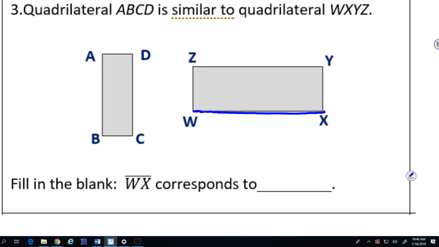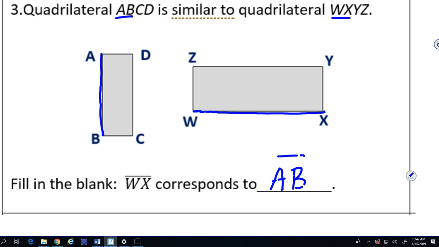Now what I can do is look at the shape itself. I can see that it's turned, but to be sure I get this right, I'm going to look at the letters. You see where WX is in the name of quadrilateral WXYZ? Okay, let's look at ABCD. WX is placed where A and B are, so WX goes with AB. Because with a rectangle it would be hard to tell how it was flipped. So WX corresponds to AB. So when in doubt, look at how they're named to figure out the corresponding sides.